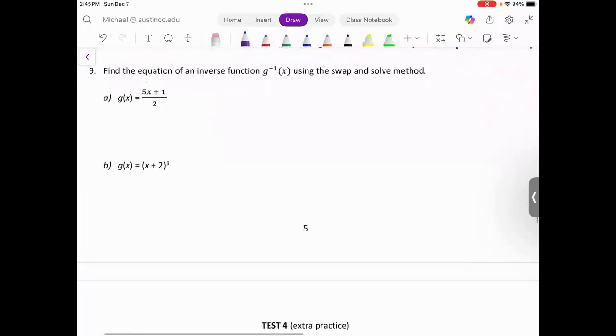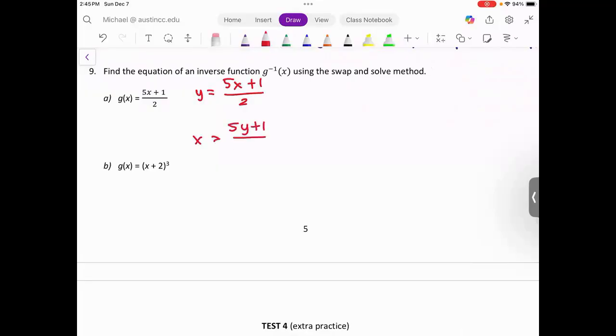Okay, let's find some inverse functions using the swap and solve method. So here we have g of x equals 5x plus 1 divided by 2. So the first step is to change it to y equals instead of g of x equals. So y equals 5x plus 1 divided by 2. Now we swap our x and y. So we get x equals 5y plus 1 divided by 2.